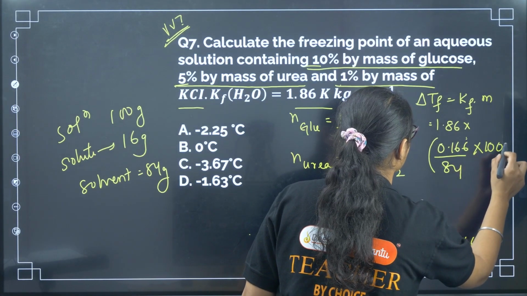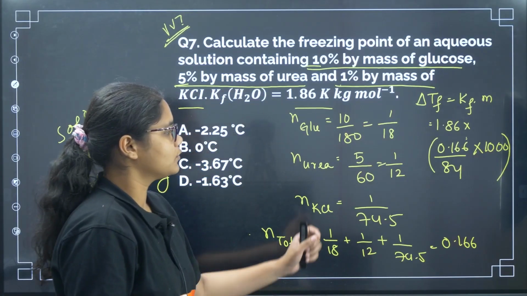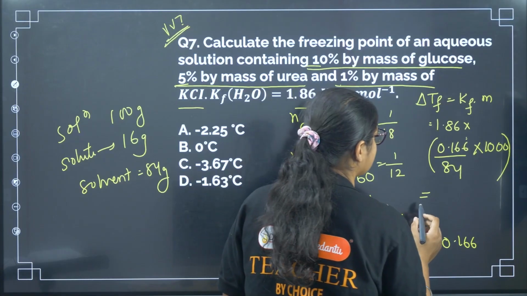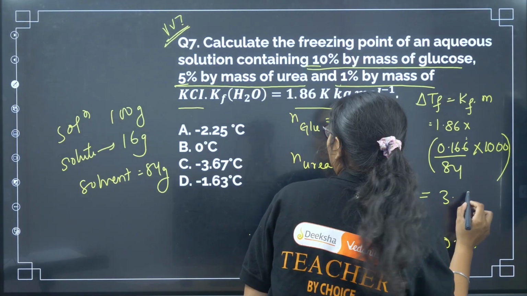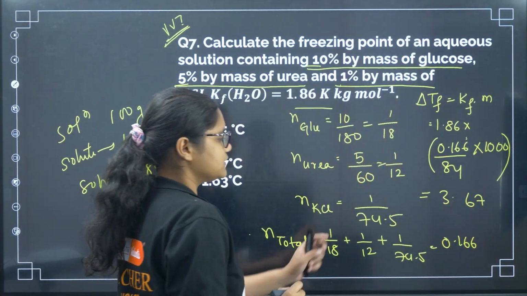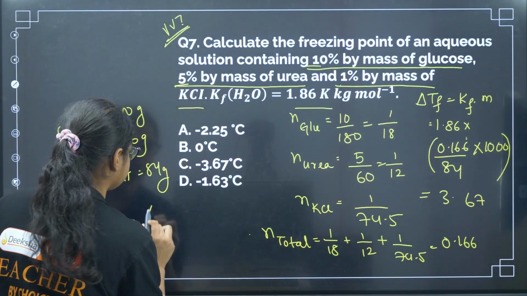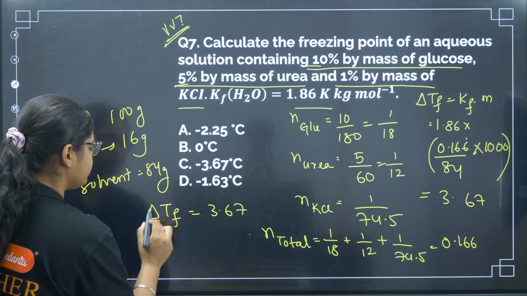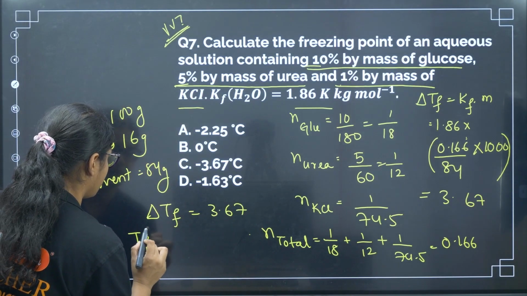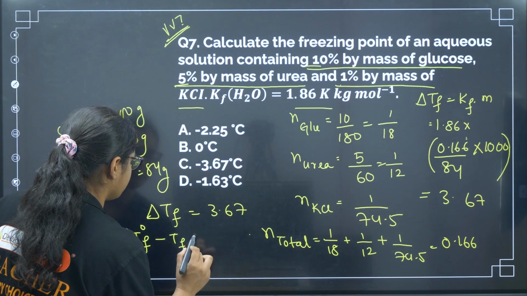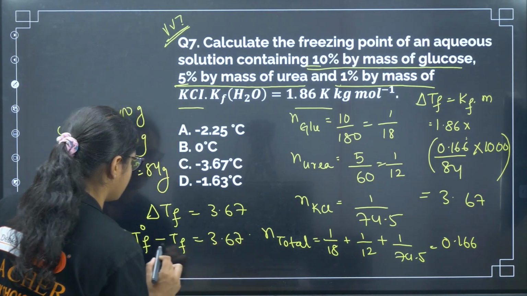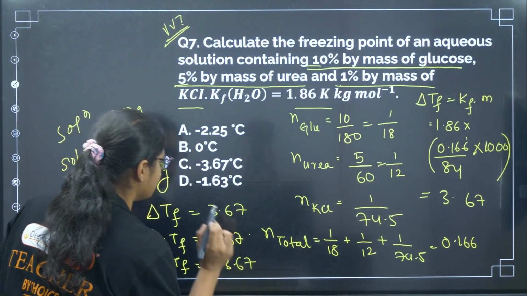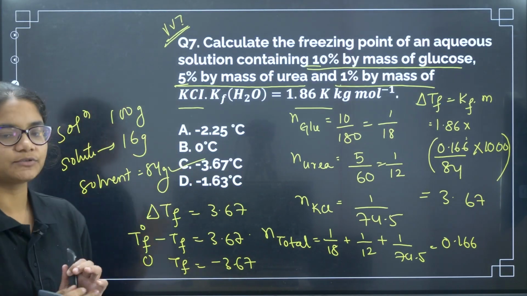Into 1000. Okay, so after solving this one, the delta Tf value you will get is around 3.67. Now if you see, T naught f is equal to 0, so I can say Tf is equal to minus 3.67. So the correct answer for this question is option number C.